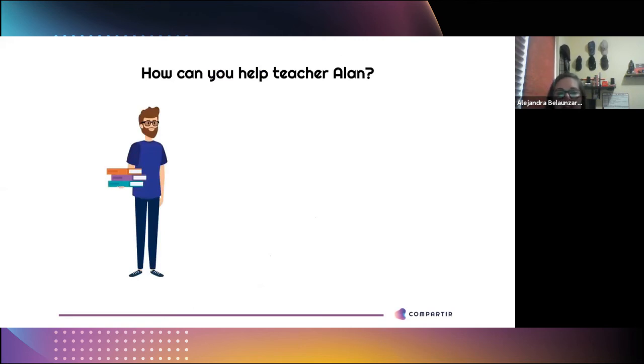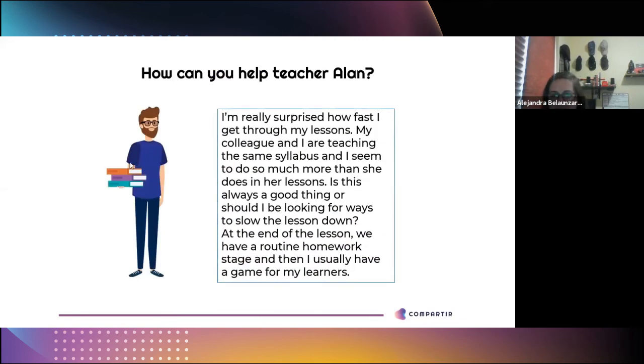We have the same teachers that we had previously, and I have this person, teacher Alan, and he says, I am really surprised how fast I get through my lessons. My colleague and I are teaching the same syllabus, and I seem to do so much more than she does in her lessons. Is this always a good thing, or should I be looking for ways to slow the lesson down? At the end of the lesson, we have a routine homework stage, and then I usually have a game for my learners. Okay, what do you think? What advice could you give this teacher Alan?